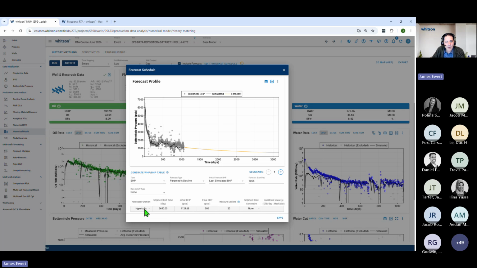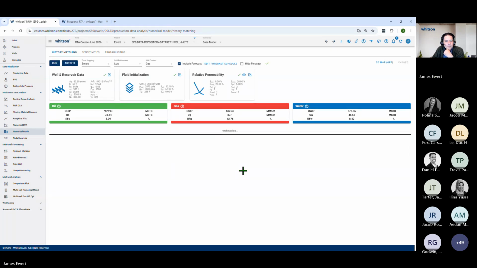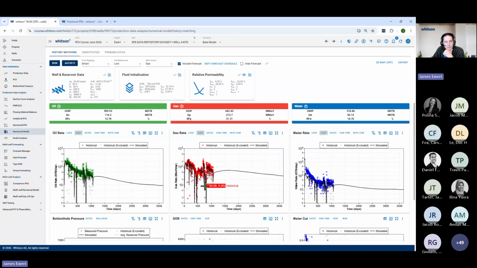Down here, we can change the forecast function. I like to leave it as hyperbolic. We can change our segment end time. I'm going to leave it at 3650. And here's just the pressure information. But once again, if I wanted to add multiple segments to this, I could go ahead and do that. But I'm just going to leave it as a single segment for now. So let's click save here and let's run this. We can see the forecast come through.